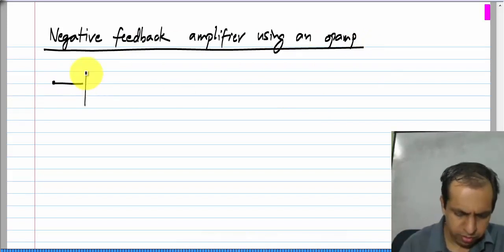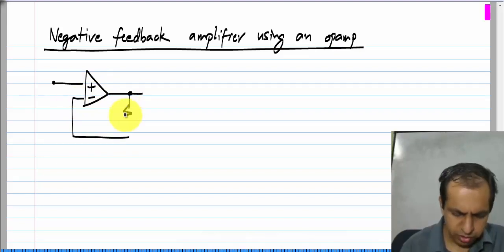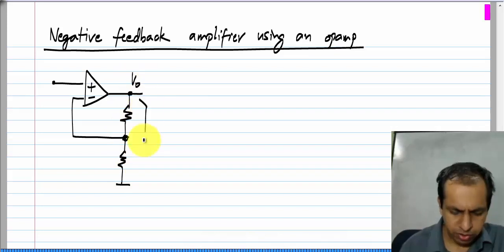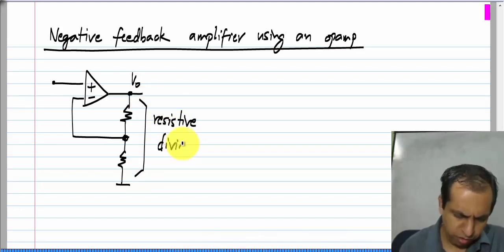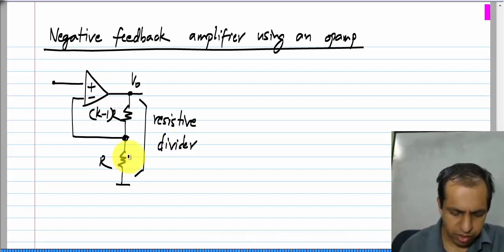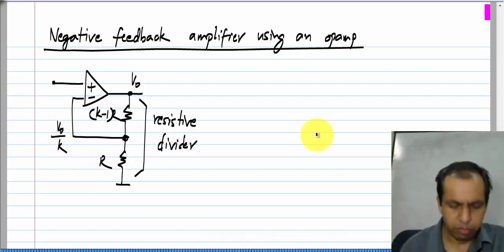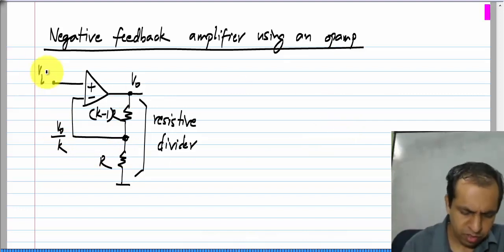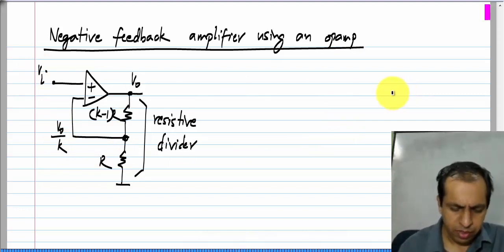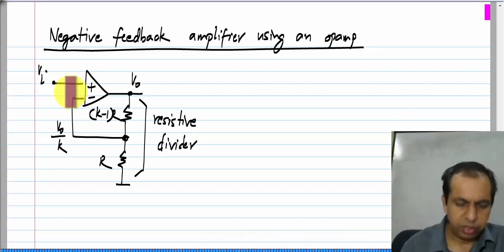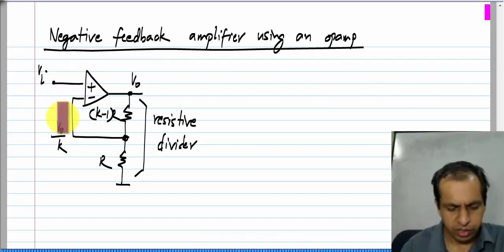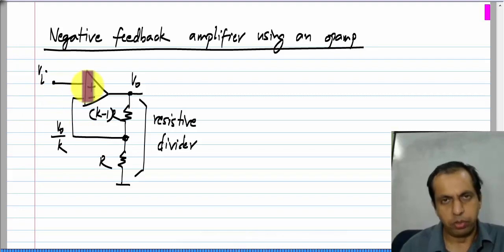The circuit we derived was this, where we divide the output using a resistive divider with resistors (k minus 1) R and R to get V naught by k, and compare that to the input. That is, we take the difference between V I and V naught by k, and that is applied to the input of the op amp.